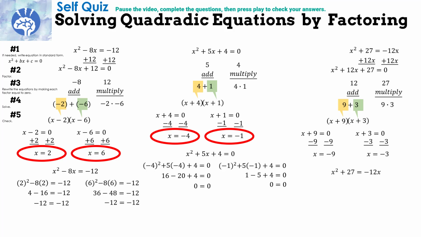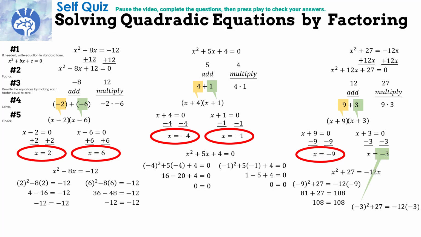Let's check it. I rewrite my original equation. Now I'm going to put negative 9 in for both of my x's and simplify. It turns out that 108 equals 108, and yes, x equals negative 9 is one of my solutions. Let's try x equals negative 3. Once again, I put negative 3 in for my x's, and as I simplify, I get 36 equals 36, and yes indeedy, x equals negative 3 is my second solution. Awesome!